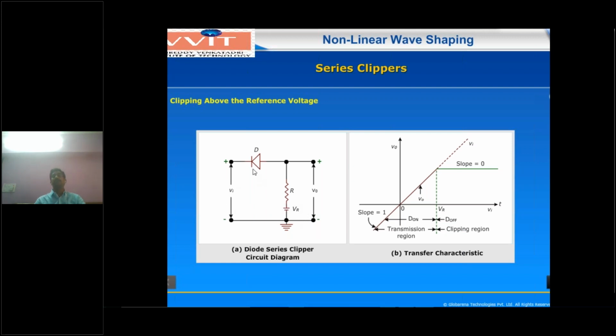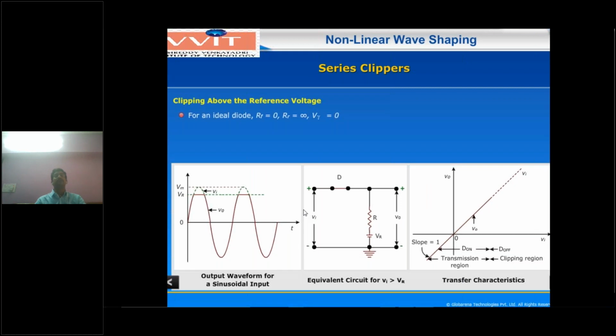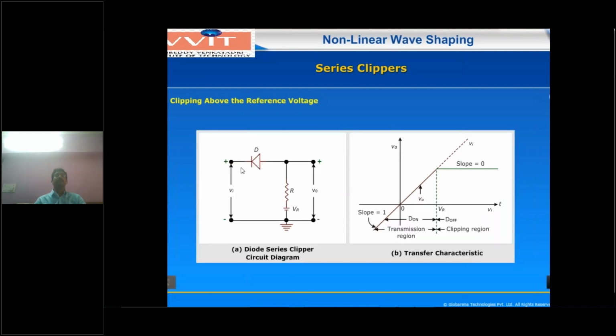For these two conditions, what is the diode status, either on or off, and you have to note down the corresponding output values. First condition, I am considering case 1: Vi less than VR. What about the diode? See this one. The input voltage is less than the reference voltage, so the diode anode terminal will be at a more positive voltage compared to the input voltage. So automatically the diode will be in the on condition, acting as a short circuit. In that condition, the input will be transferred to the output whenever Vi is less than VR.